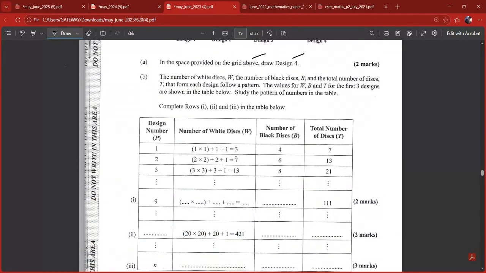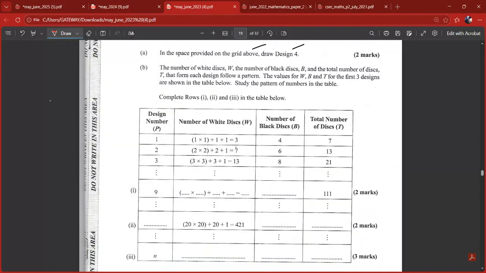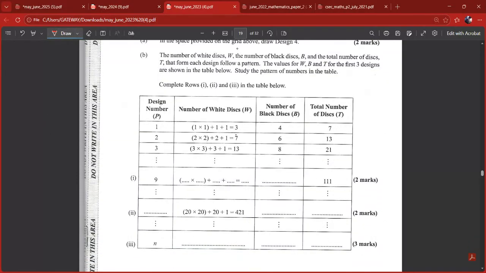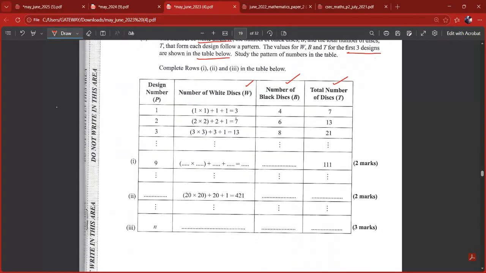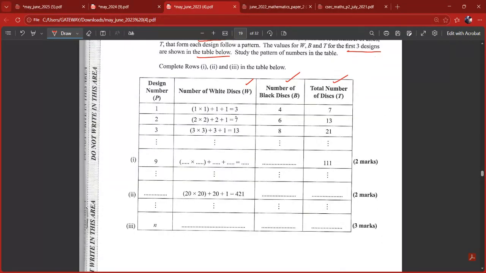So they say part B, the number of disks, which is the number of white disks, which is W, and the number of black disks, which is capital B, and the total number of disks from each design follow a pattern. So this is the total. The values for W, B, and T for the first three designs are shown in the table below. Study the patterns of numbers in the table.